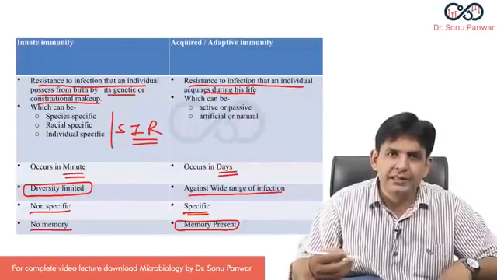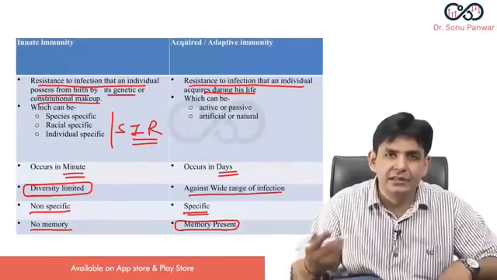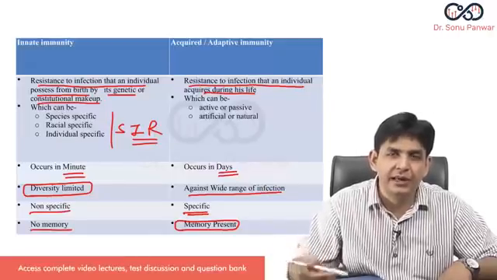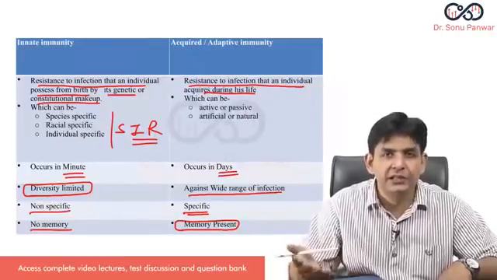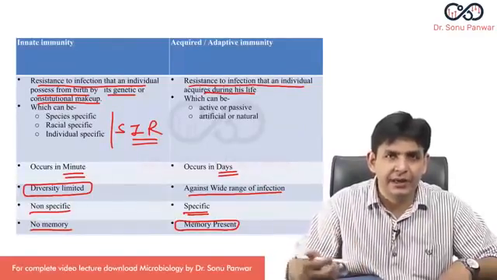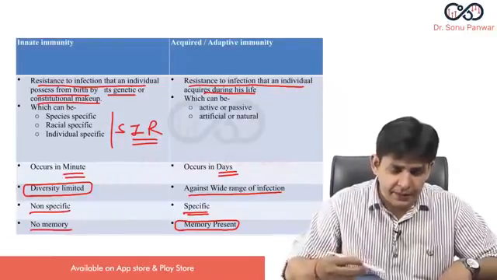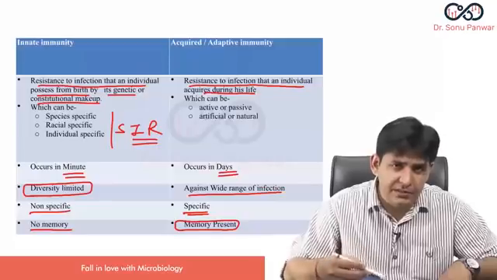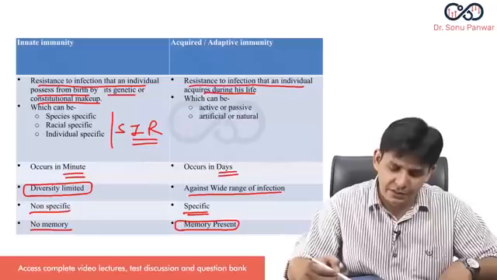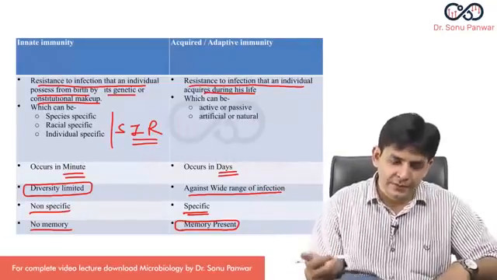So remember guys, innate immunity is SIR: species, individual and race specific. Whereas the acquired one, we acquire by our efforts, various efforts like I've told you: natural active, natural passive, artificial active, artificial passive. Innate immunity is non-specific, whereas this one is specific and acts against a wide range of organisms. This also you need to remember, that is the acquired one.